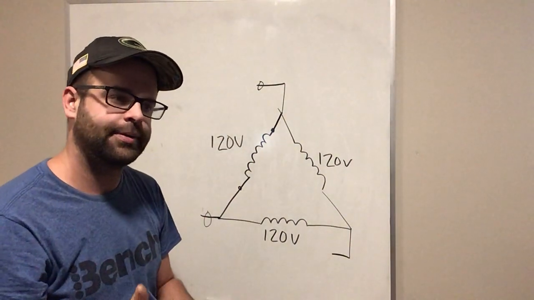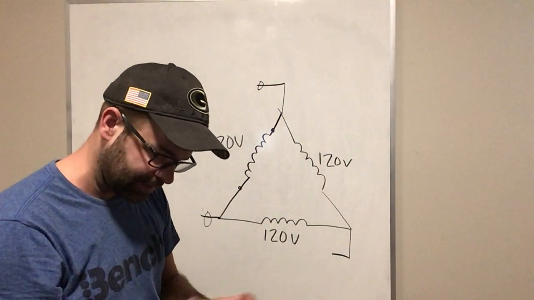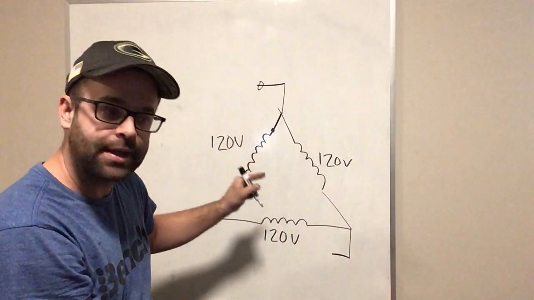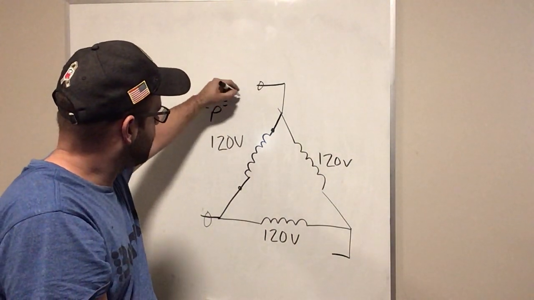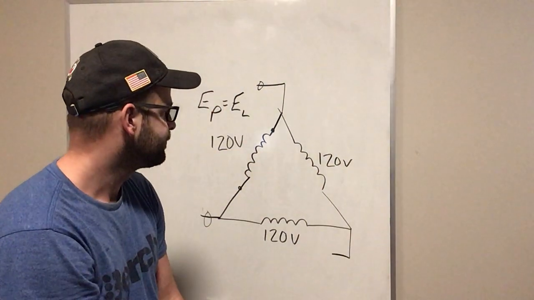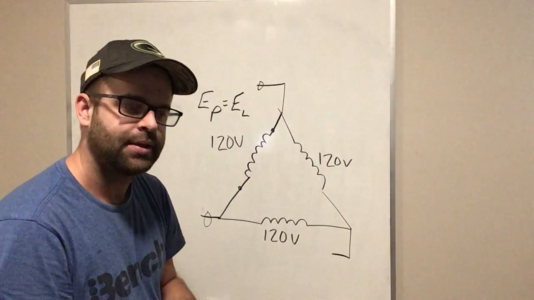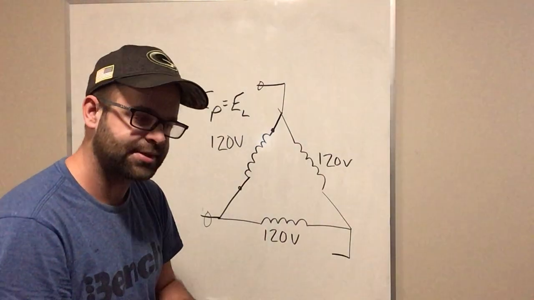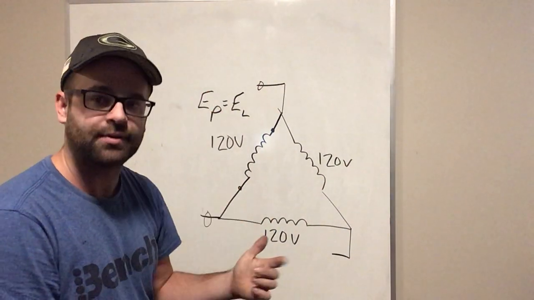So there is some rules that are completely flipped, going from delta to Y. So in delta, our E phase is now equal to E line. They're the exact same. So in a Y configuration, your current is the same in phase and line, but now in delta, your voltage is the same. So the rules flip for voltage and current when you go from delta to Y.